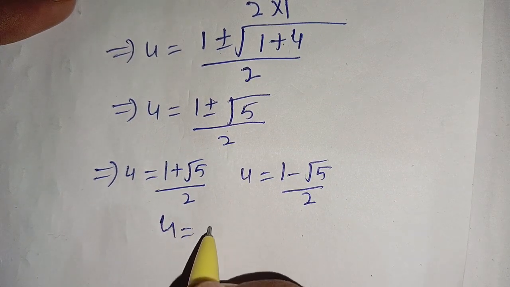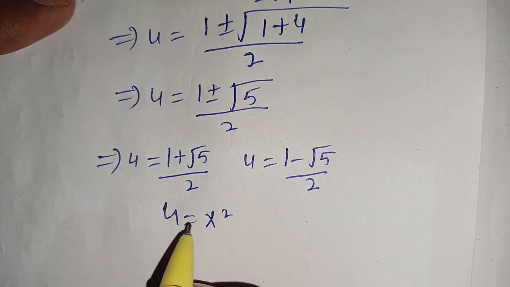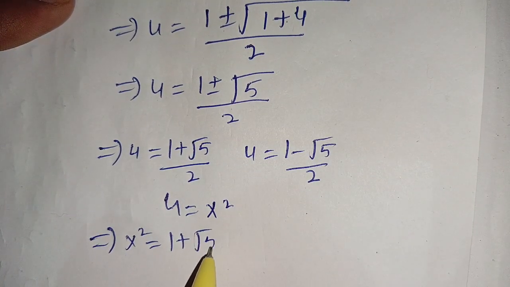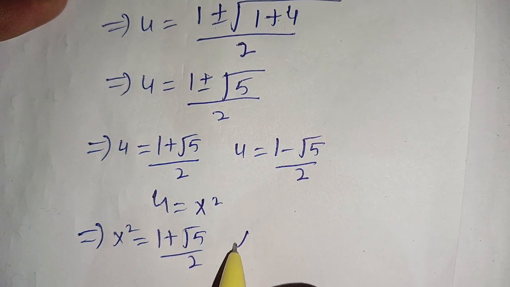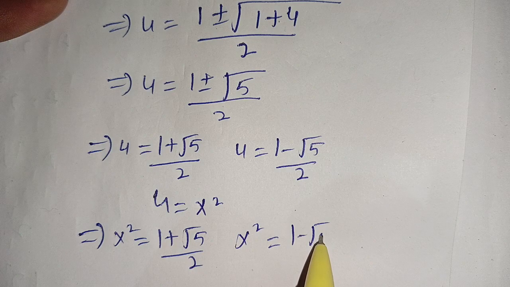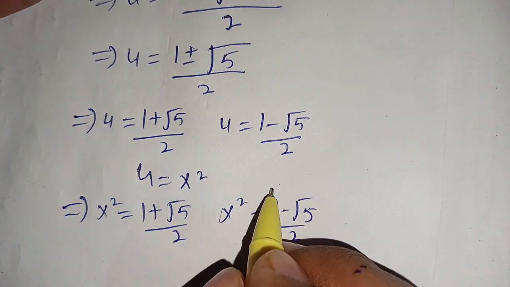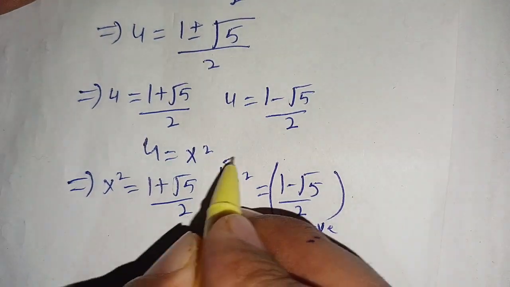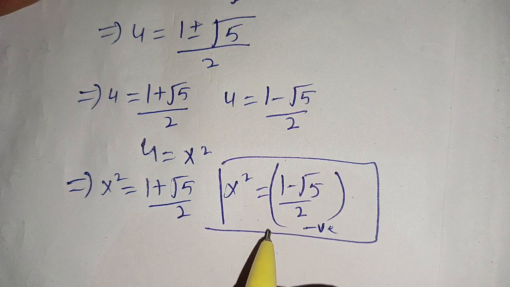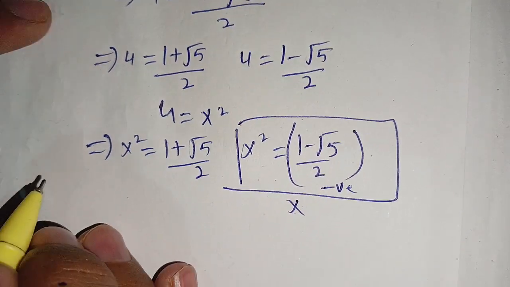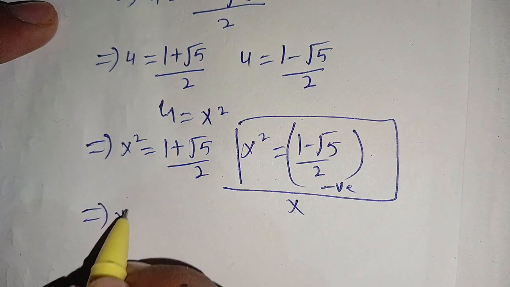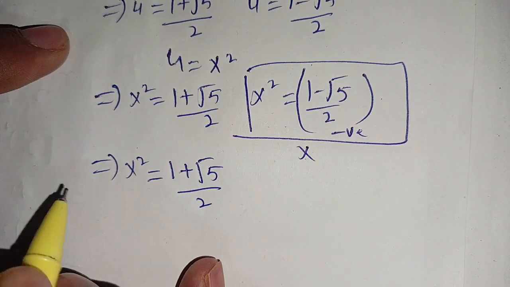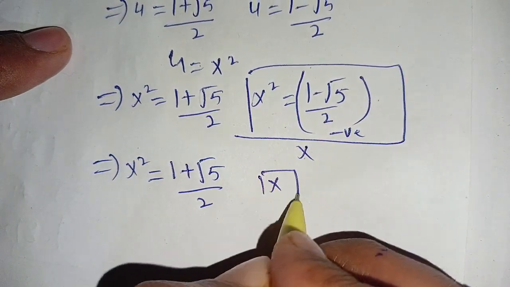But u is equal to x square. On substituting the value of u, we get x square is equal to 1 plus square root of 5 divided by 2, and x square is equal to 1 minus square root of 5 divided by 2, which is negative, and the square of any term cannot be negative. Thus we can reject this condition, and we have only x square is equal to 1 plus square root of 5 divided by 2. But we have to find the value of x.